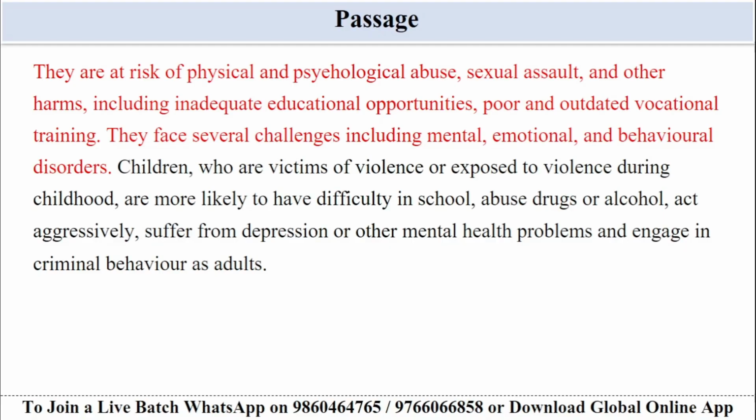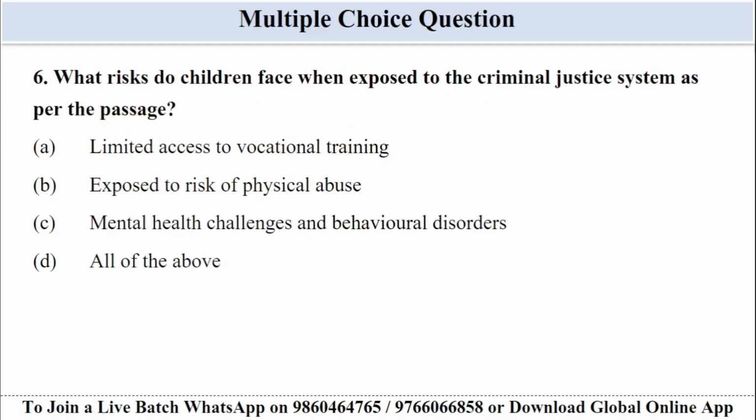So it means children are at a risk of physical and psychological abuse, sexual assault and other harms, including inadequate educational and vocational training. They also face mental, emotional and behavioral disorders. So all three options which are given are supported. So the correct answer will be option D, all of the above.